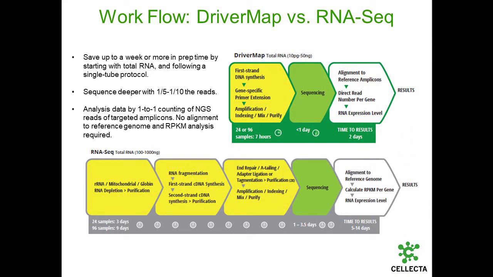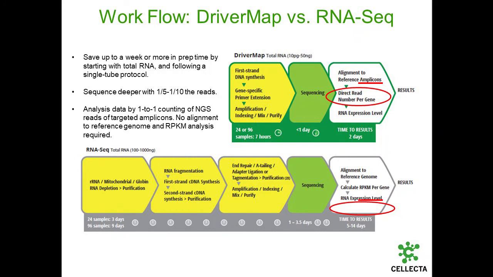Also, the analysis is straightforward. 19,000 amplicons are defined. They're defined amplicons, so we know what sequences are being amplified, and so they can be easily aligned with the expected reference sequences. And the read levels for each one of those amplicons directly correlates to the expression level of a gene. As a result, you can do the analysis really on a spreadsheet.